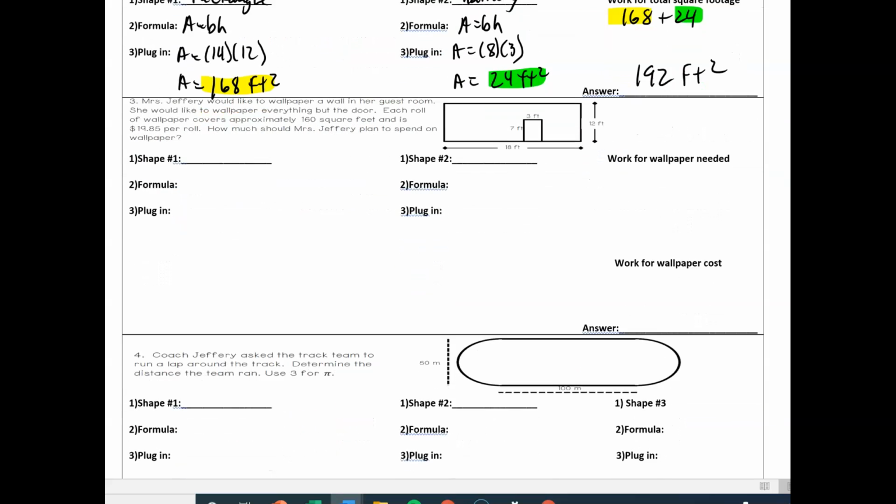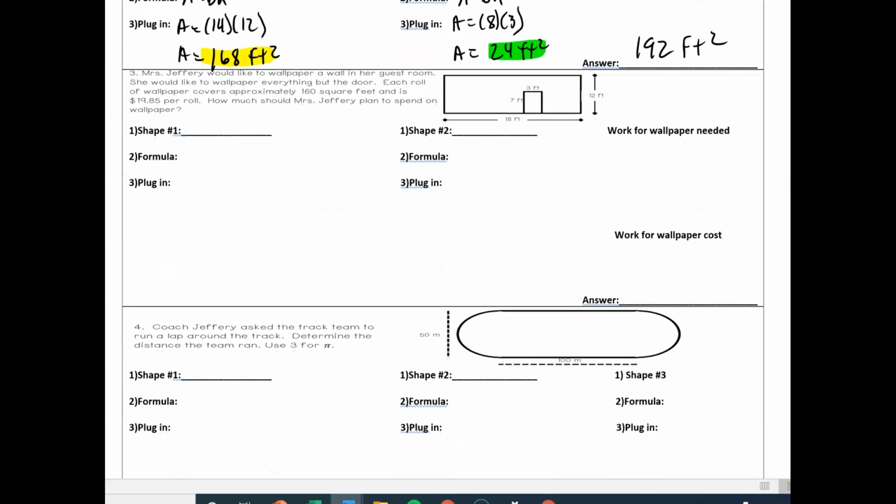All right. Next problem. It says Mrs. Jeffrey would like to wallpaper a wall. That's basically like painting again, so we think area. In her guest room, she would like to wallpaper everything but the door. So you can think of this as almost like the shaded region. You want to find the area of that whole rectangle without the shaded region. So this is going to be a big old subtraction problem between these 2 shapes. Right? And each roll of wallpaper covers approximately 160 square feet and is $19.85 per roll. How much should she plan to spend on wallpaper?